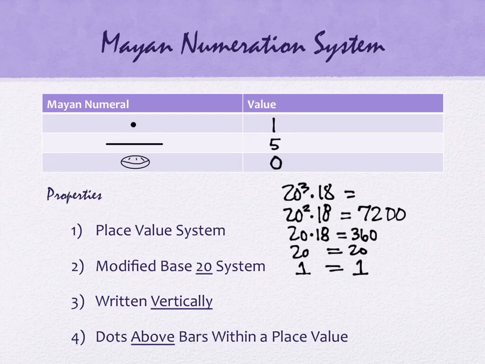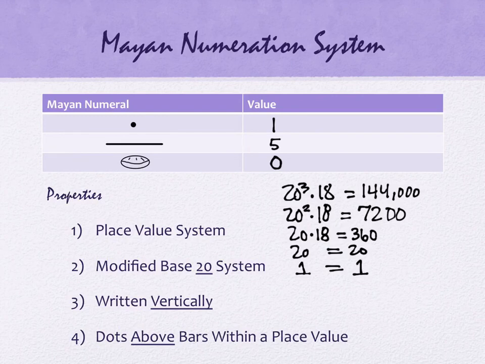And the last one, 20 cubed. So take 7,200 times 20 again. What do you get? 144,000. So we won't see anything any bigger than that, but the powers of 20 would just increase, and so we can continue that on.